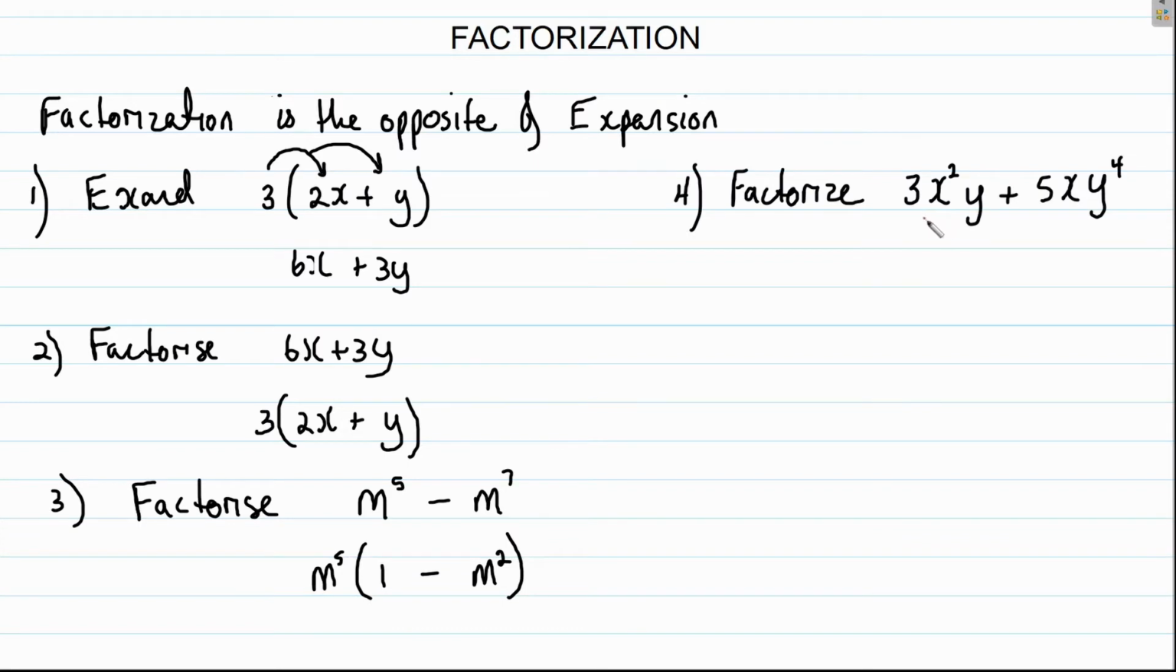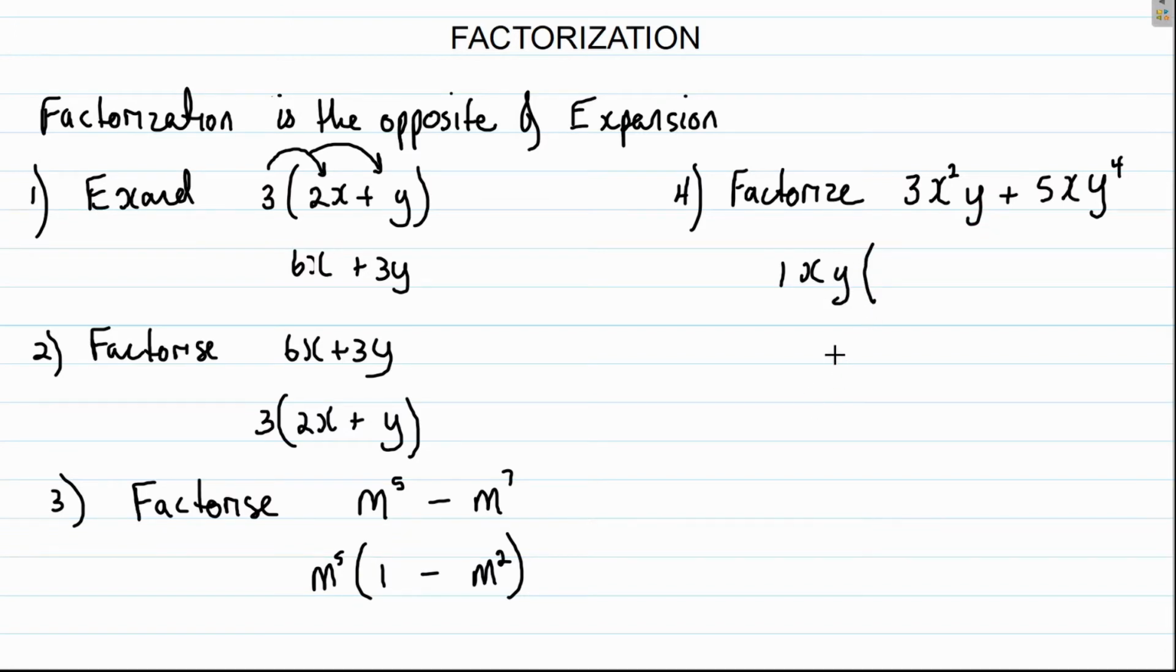Now in question 4, I have to factorize 3x squared y plus 5x y to the power 4. When I look at the numbers, the only thing that's common there is 1. So I'll write that. And then when I look at the symbols, I have x squared and x. So x squared will be too big to go into x, so what I'll be using is x. So I write that. Then I look at the y's, and y to the power 4 will be too big to go into y, so I'll be using y.